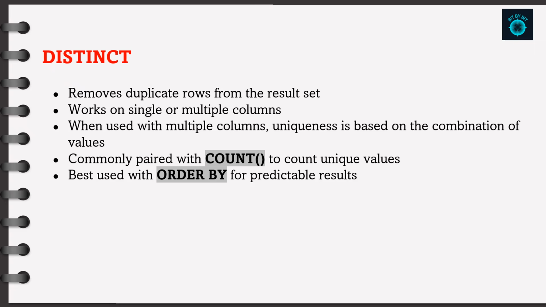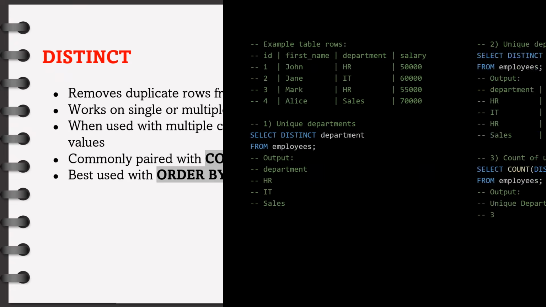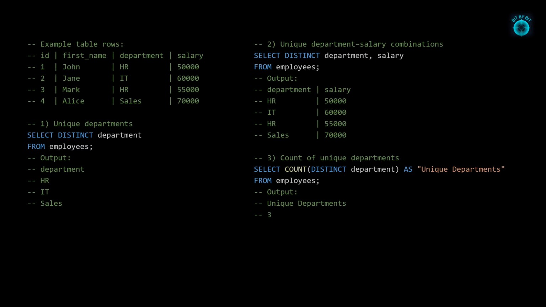Beginner tip: use distinct carefully on large tables, as it requires SQL to scan and compare rows to find duplicates. If you need predictable ordering, always pair it with order by. First example. We select only the department column and apply distinct. This removes duplicates, leaving each department name once: HR, IT, and sales.